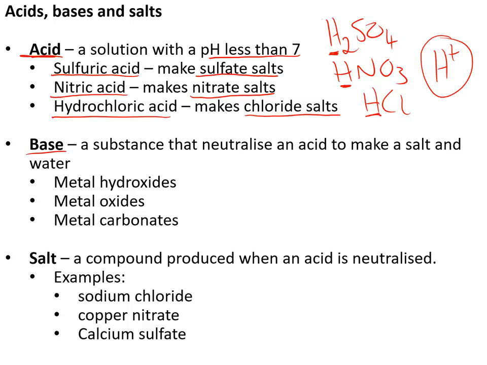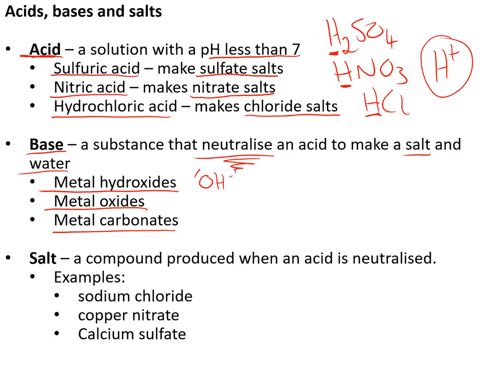Bases are substances that neutralize acids to make a salt and water. That word neutralize means bring the pH up to 7, so they stop being acids anymore. So there are three types of base we need to know about. We have metal hydroxides, metal oxides, and metal carbonates. Metal hydroxides could be things like lithium hydroxide, potassium hydroxide, copper hydroxide, and so on. And they all feature this ion here, the OH minus ion.